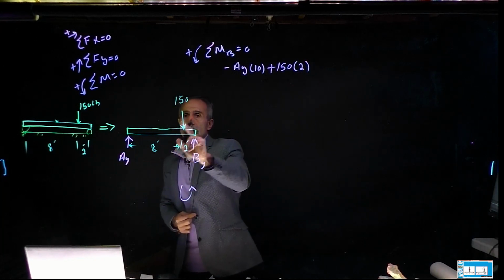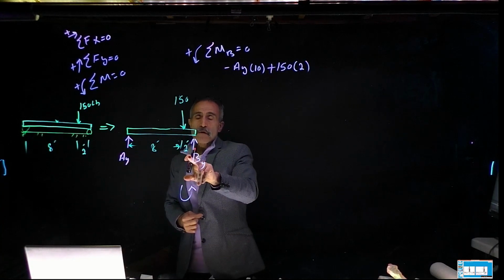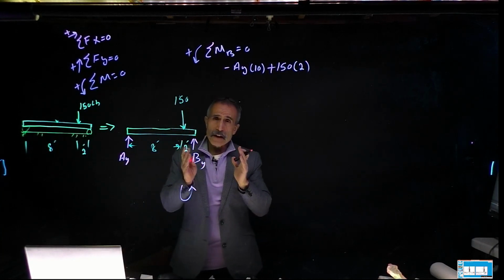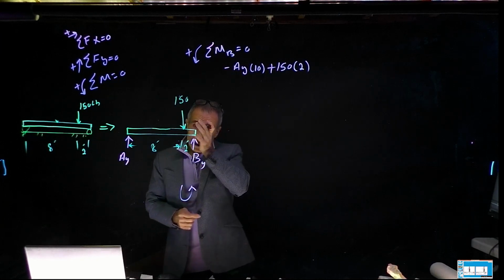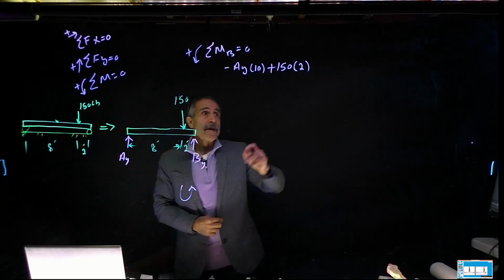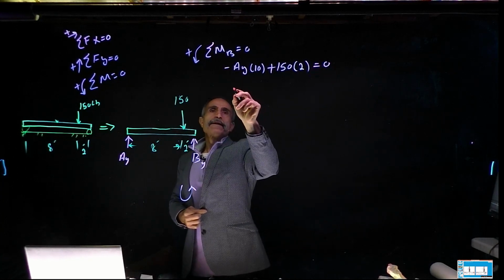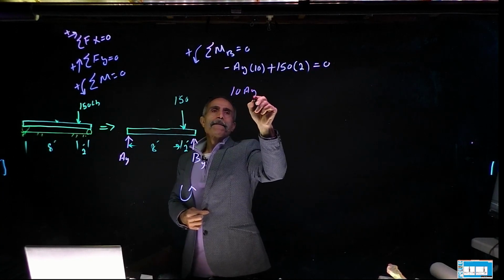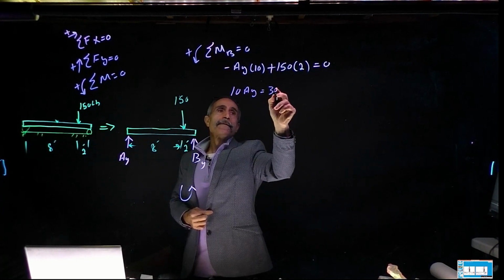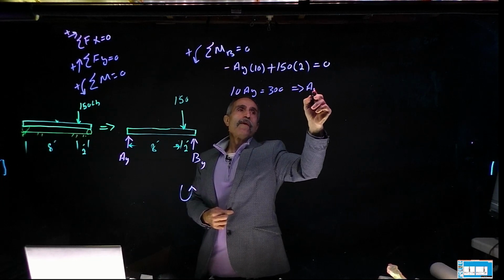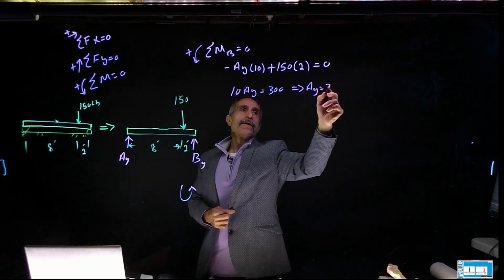There's nothing else. I got this force, I got this force, and this force. This force cannot take a moment about point B because it's in the same line of action. And the distance has to be perpendicular. So since this force is on the line of action, nothing. So it's going to equal 0. And I have 10 AY is equal to 300. And therefore, AY comes out to 30.